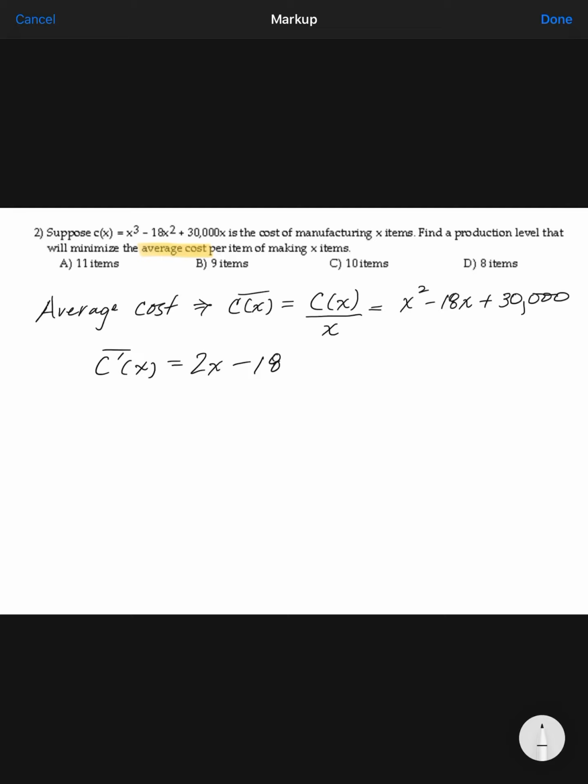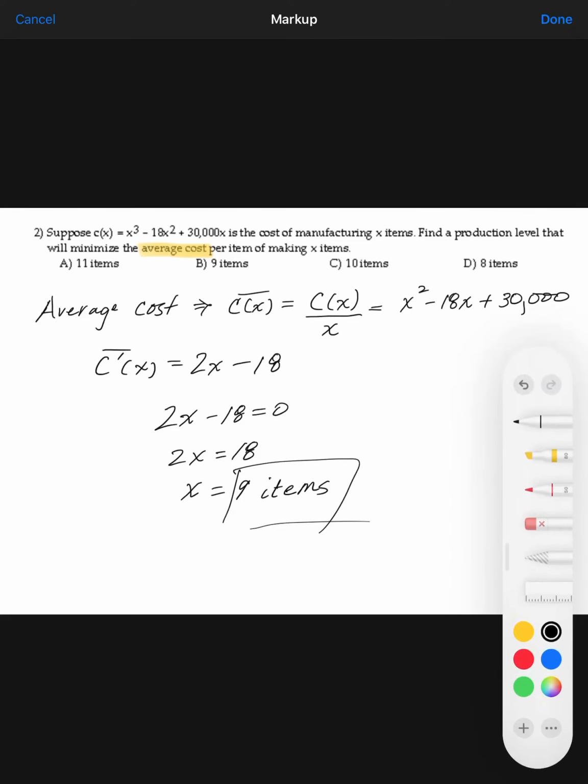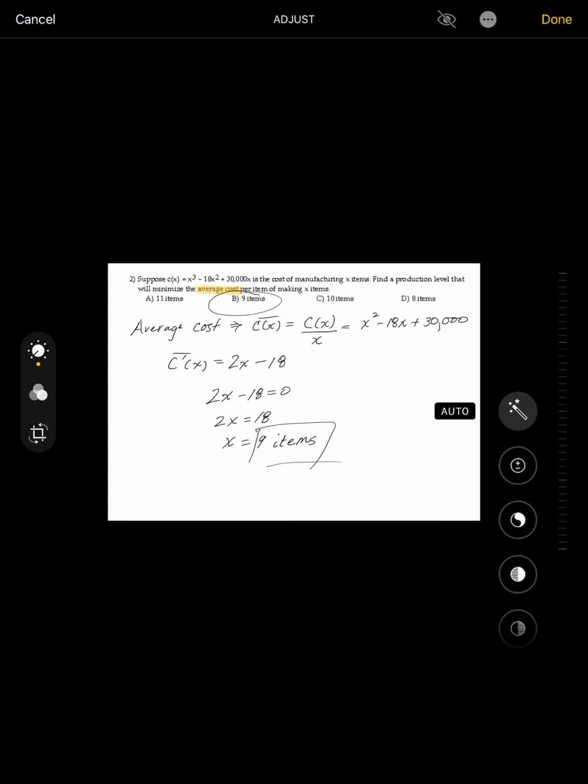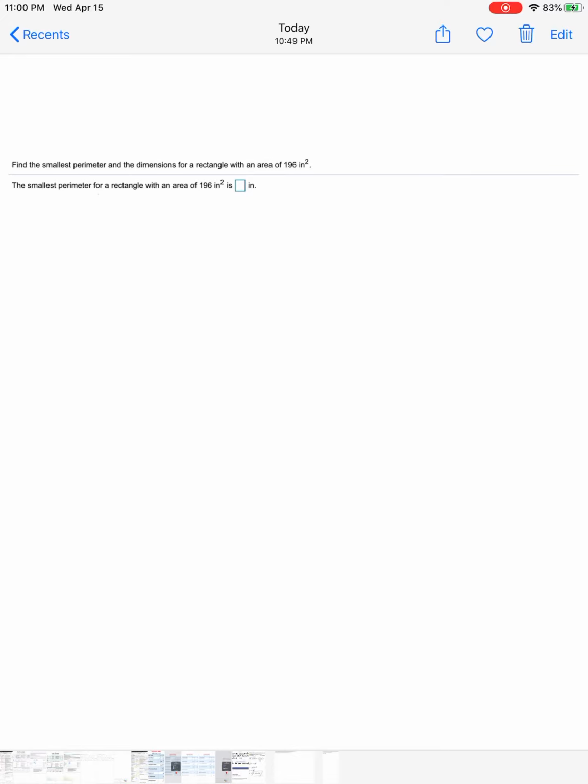Then we said set that derivative to 0. 2x minus 18 equals 0. And then we said solve for the variable. 2x equals 18, x equals 9 items, because x represented items. So 9 items will minimize the average cost. Still don't believe me? Let's move on to the next and try another example.